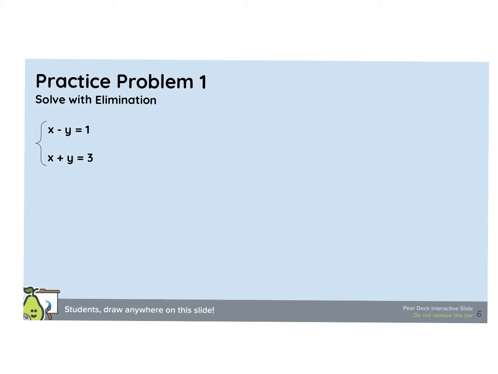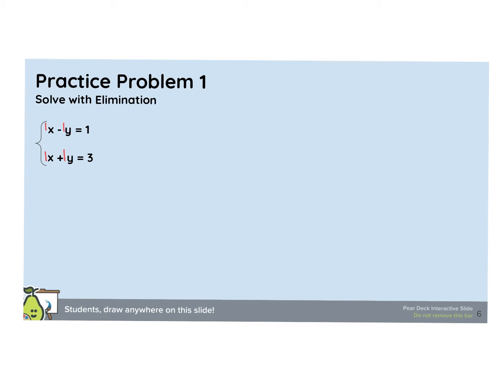Okay, let's see how you did. Practice problem 1. So I'm going to look at my coefficients. For the x's, they're both 1. And for the y's, they're also both 1. So you could decide to get rid of your x's or your y's. For this one, both would have worked. I'm going to do the x's.